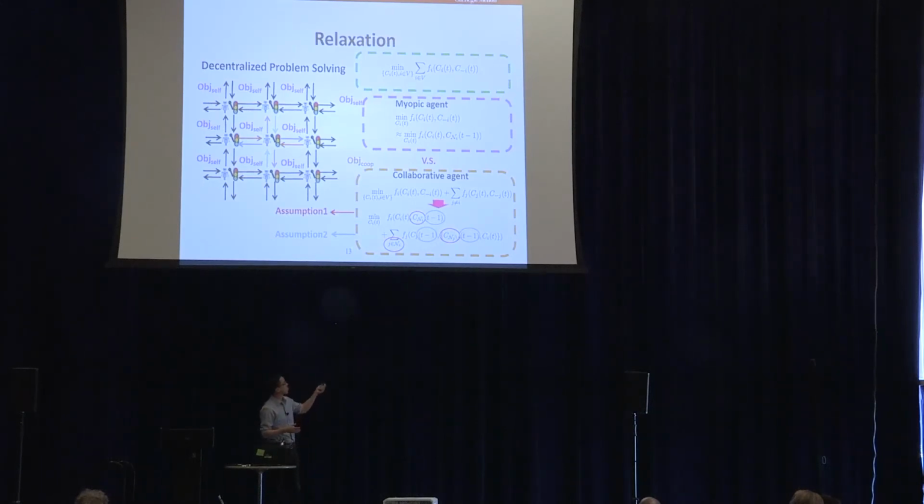This new term, you can take it as a price or tax when you generate a certain schedule, and that prevents the schedule from hurting other intersections.